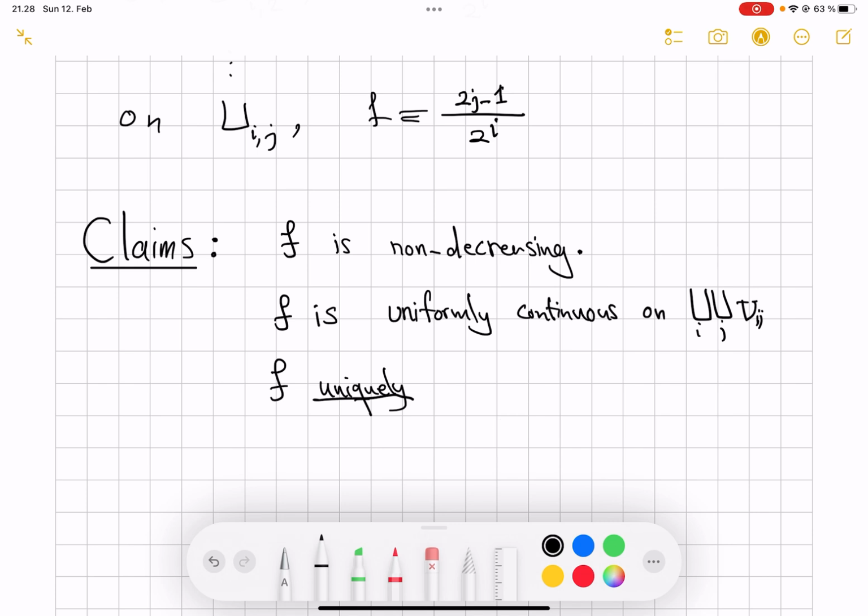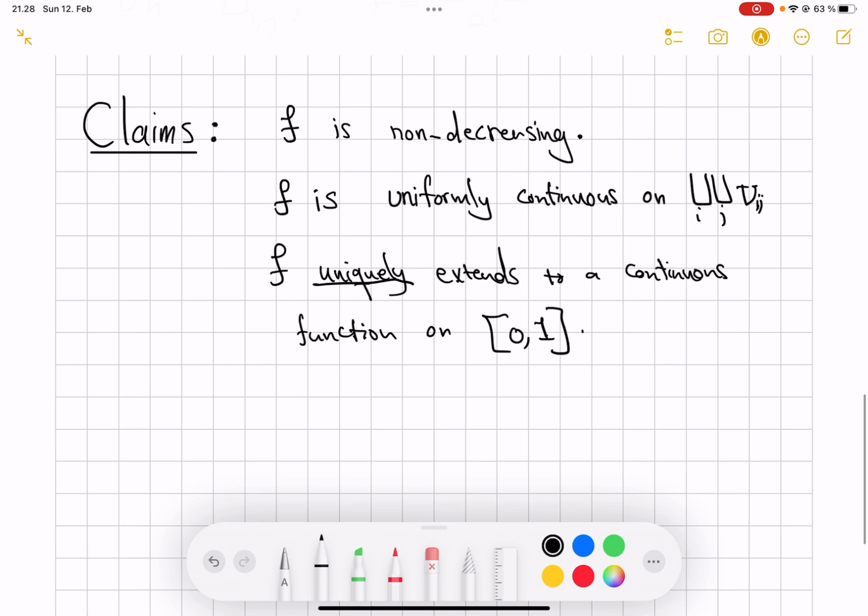So if uniquely extends to a continuous function on the closure of these open sets, which includes the Cantor points, so that it's all of this. F, this new F, is also non-decreasing, just because of the way it's defined.